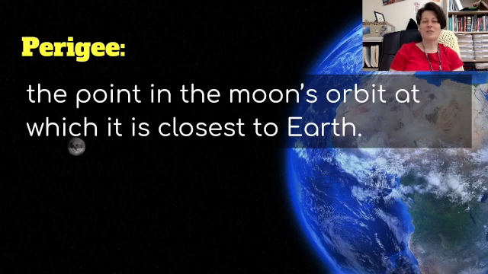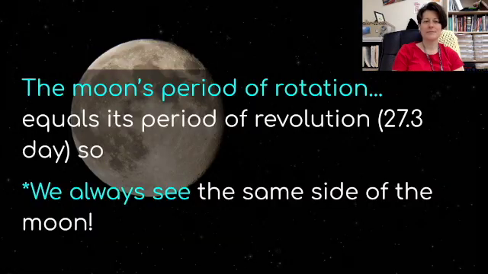So that also applies to Earth because all orbiting objects in the universe orbit in an ellipse. And what they are orbiting is at one of the focal points of that ellipse.